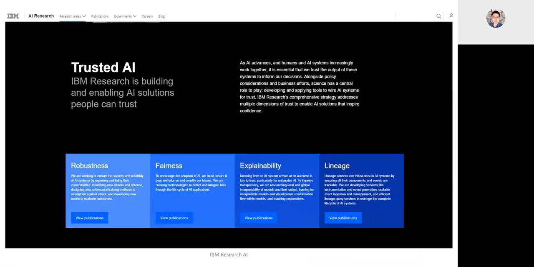And we also care about explainability. How do you explain an AI model's decision? Why do you think this is an ostrich and why is it not some other label? And we also care about accountability, to make the AI models transparent. So this is the big umbrella under trusted AI, and robustness is something we are going to zoom in on. Then we are going to have a deep dive into these certification methods.